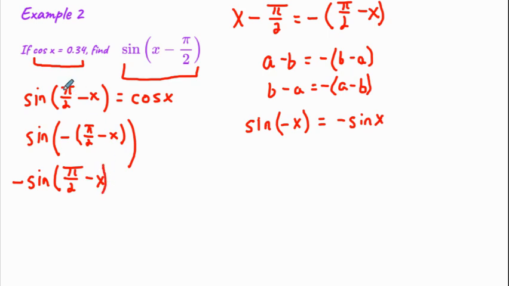Okay, so now we've got something that looks like this. Sine of pi over 2 minus x is equal to cosine x. Well, what was cosine equal to at the beginning of the problem? Cosine was equal to 0.34, so that means this is equal to negative 0.34. And that's the end of our problem.